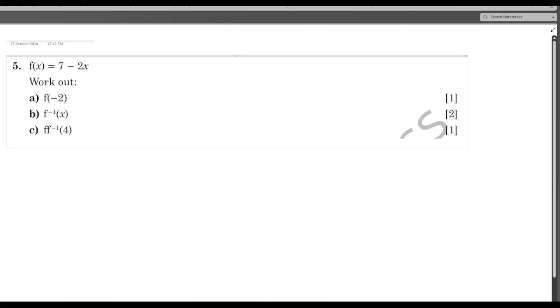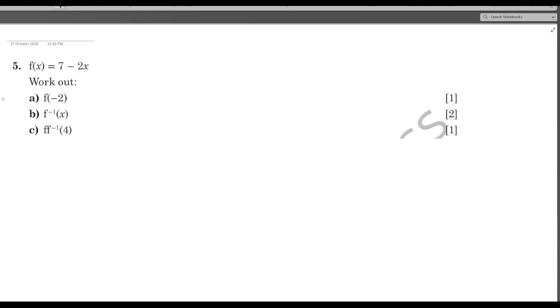Now next question, f(x) is given as 7 minus 2x. You have to work out f of minus 2. So f of minus 2 will be equal to 7 minus 2 times minus 2. So this is 7 plus 4. 7 plus 4 is 11.